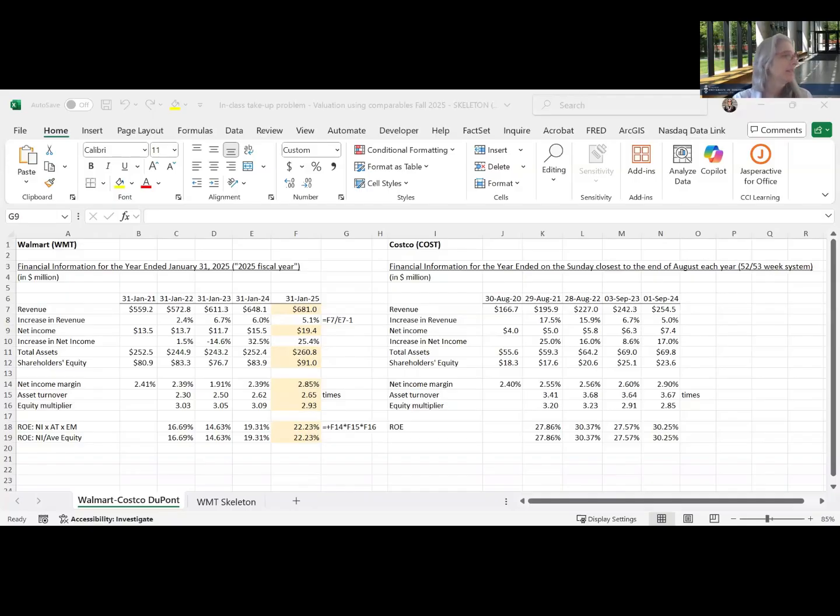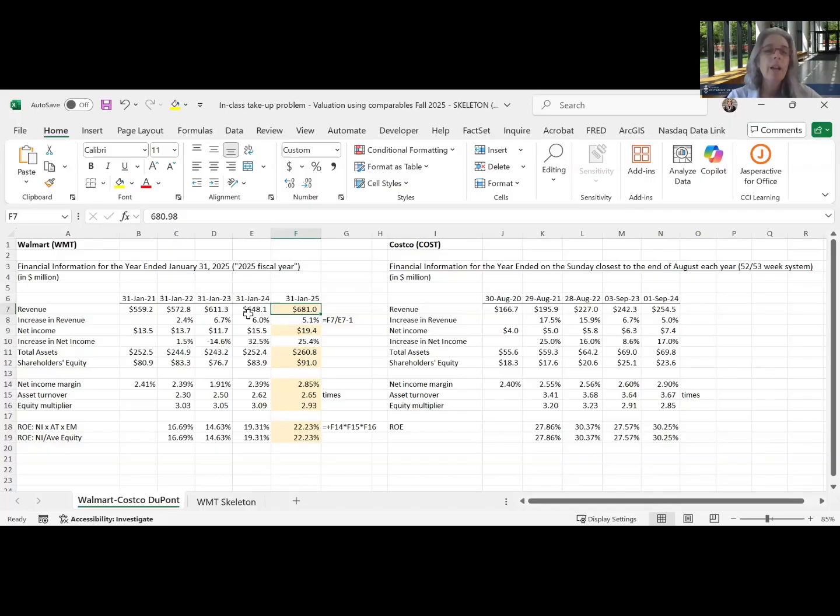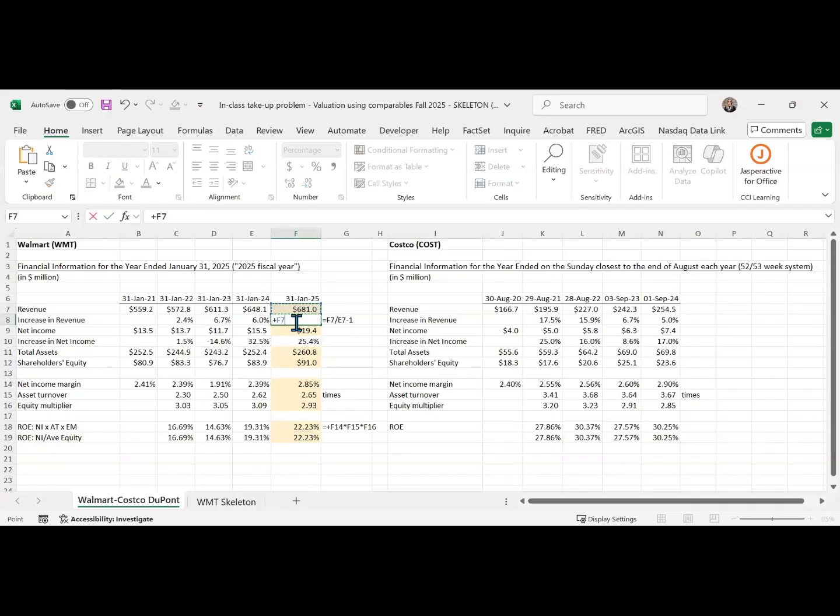Prof, I got 22.19, but the only number that's different for me is the increase in net income, which I got as 25.2. But most of the time I just copied the formulas provided in the spreadsheet. So did you have 648.1 for 2024? Yes, ma'am. I have 648.1, and then 681 for the next year. Everything is the same as yours, except for the increase in net income, which I got 25.2. But still I got 22.19.